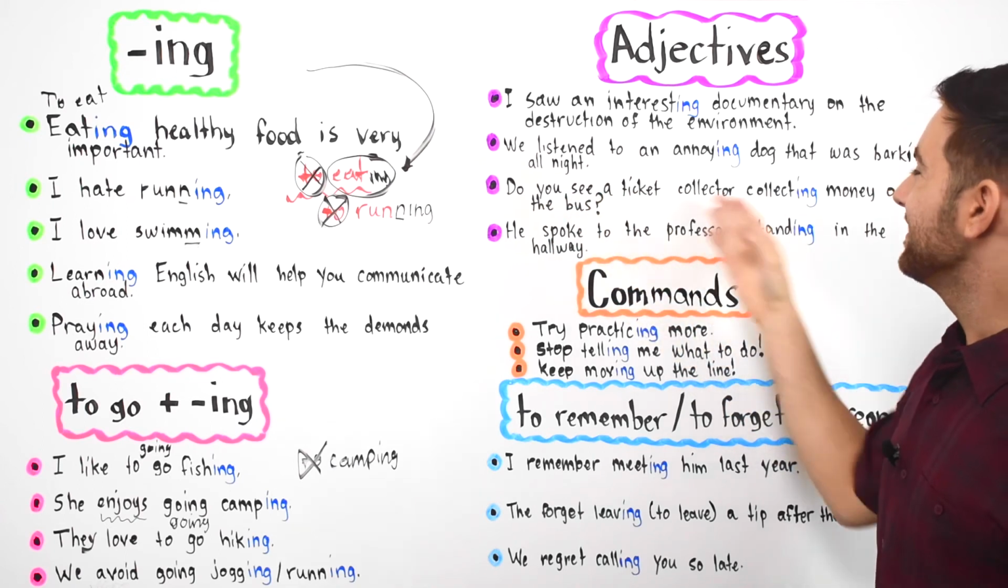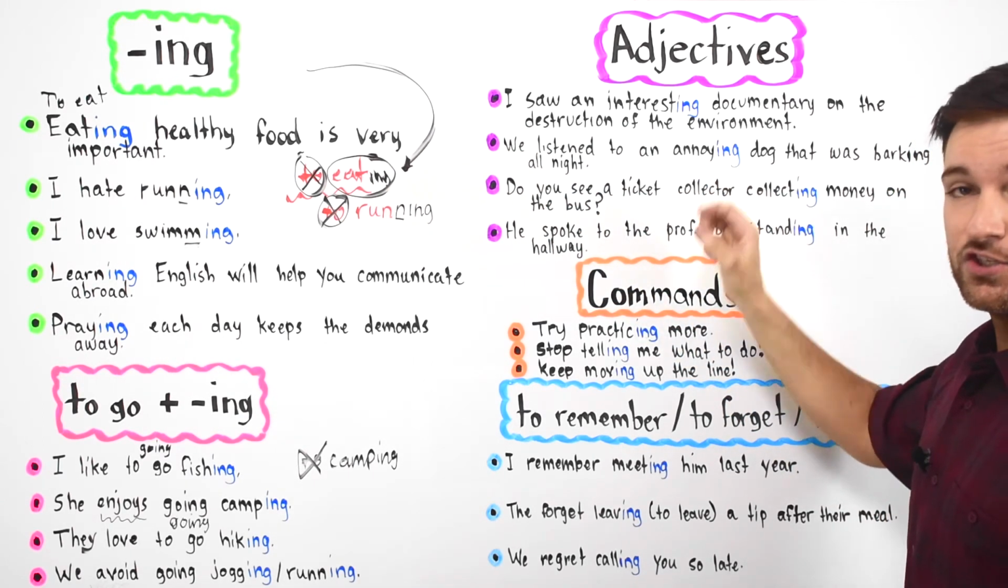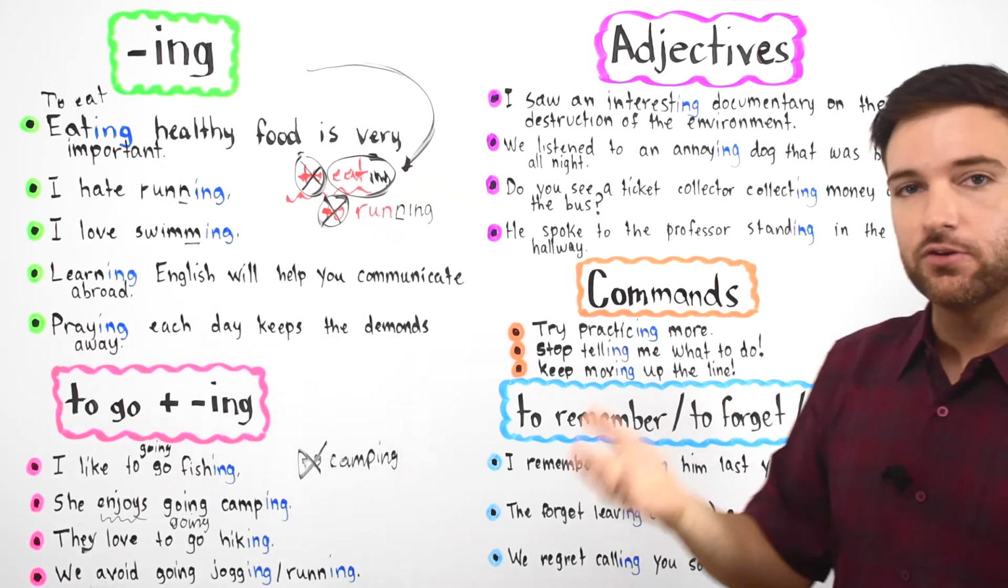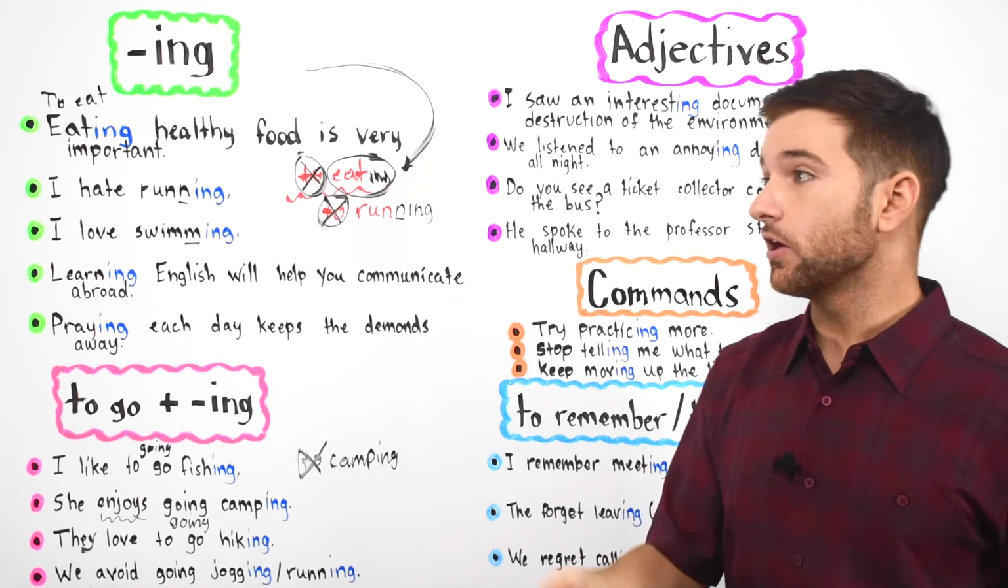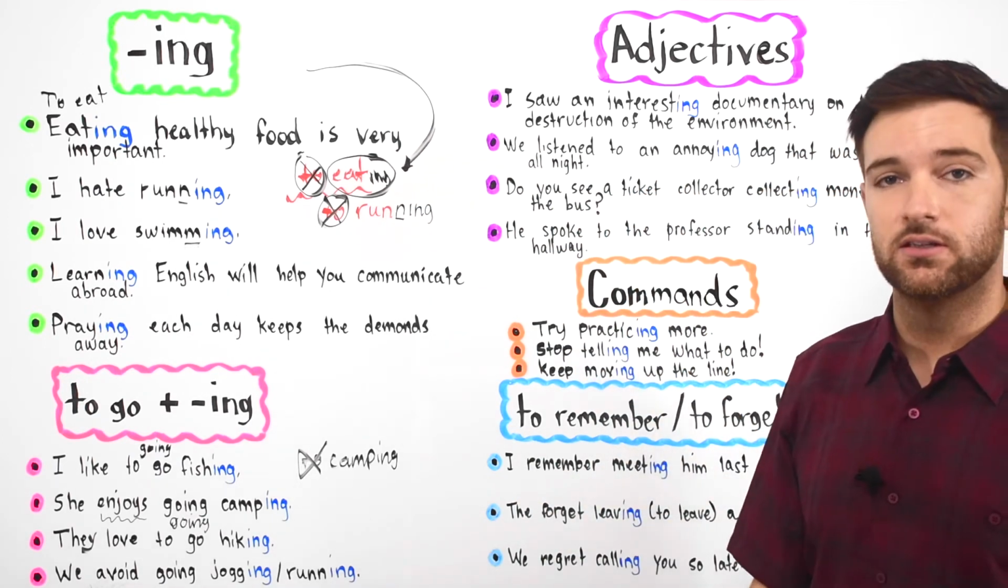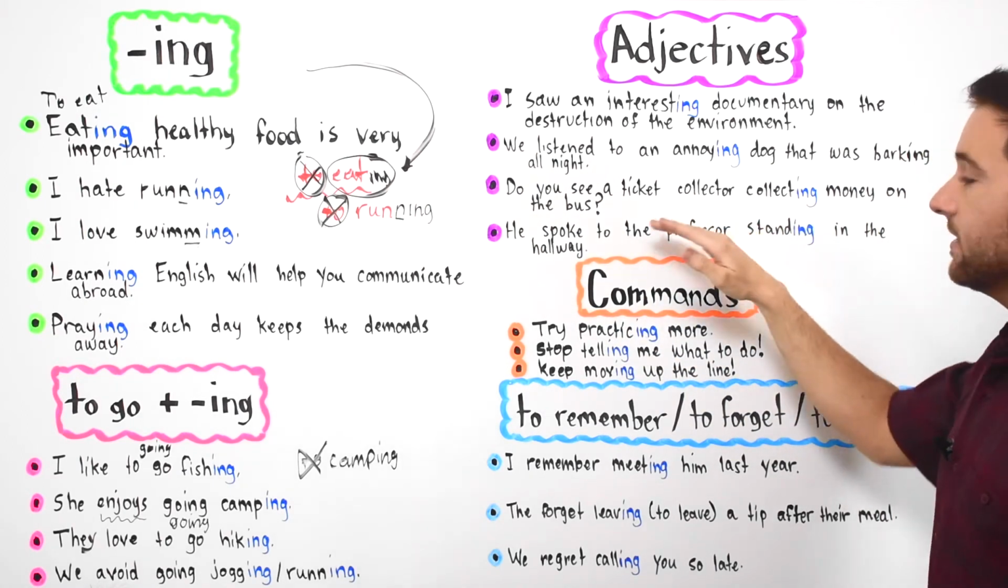So let's go ahead and look at other examples. This comes from the verb to annoy. Okay, to annoy somebody. I annoy my sister. You annoy your brother. You annoy your parents. You are annoying at school. Okay, so do you see the ticket collector collecting money on the bus?